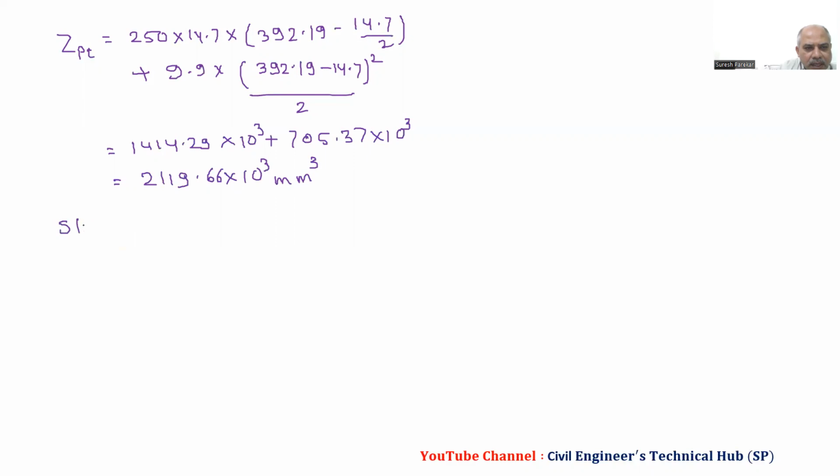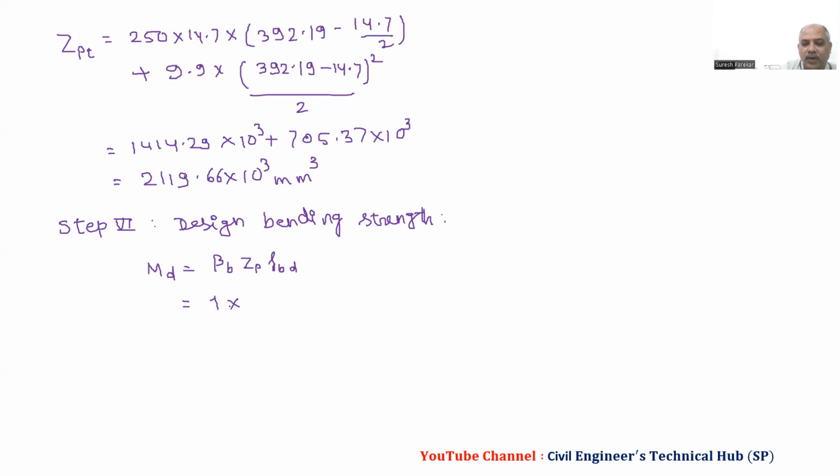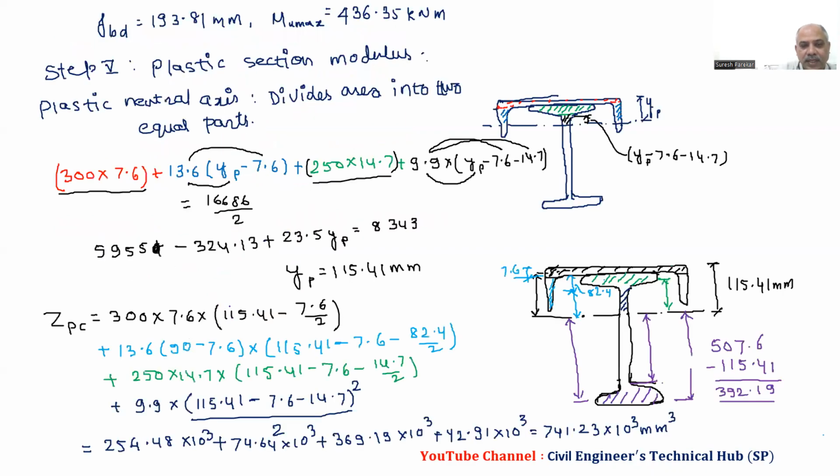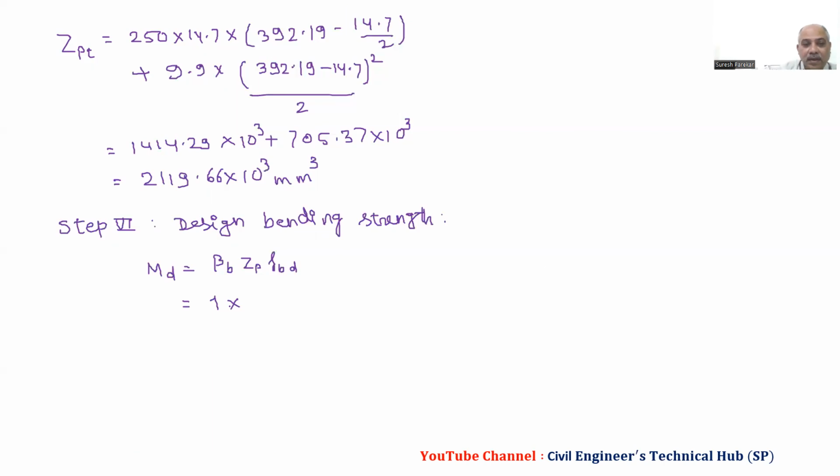And then we have the next step, that is step 6, design bending strength. So we have design bending strength. And then this design bending strength, that is MD, which is beta B, ZP into FBD. So beta B we will take as 1 again. I will not go for plastic or compact classification or likewise. So the FBD value we have already mentioned, 193.81.